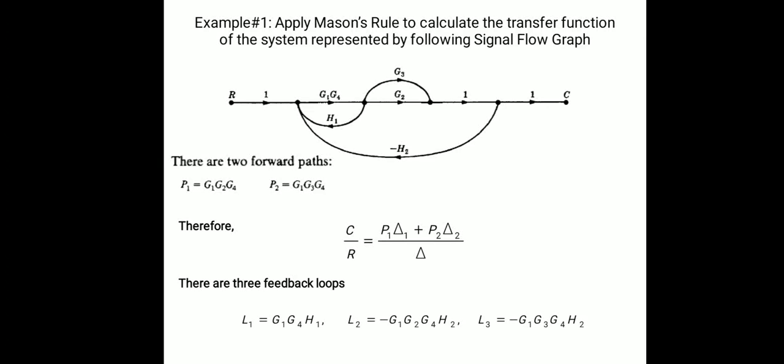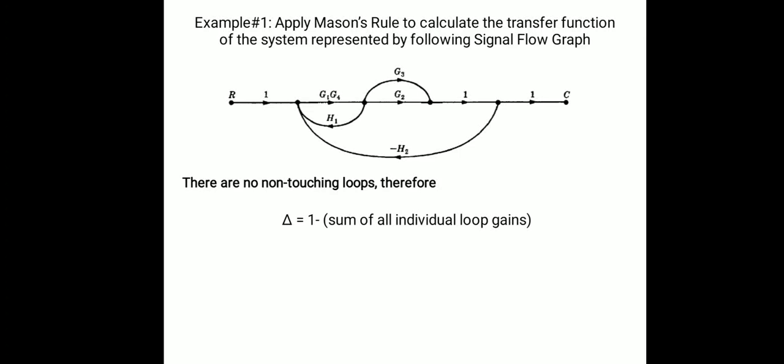Okay, G1 G3 G4 into H2. Sorry, this is the third loop. So there are three individual loops, but there are not two non-touching loops. If you see in the signal flow graph, all three loops are connected to each other, so there is no pair of non-touching loops. So there is no possibility of three non-touching loops.